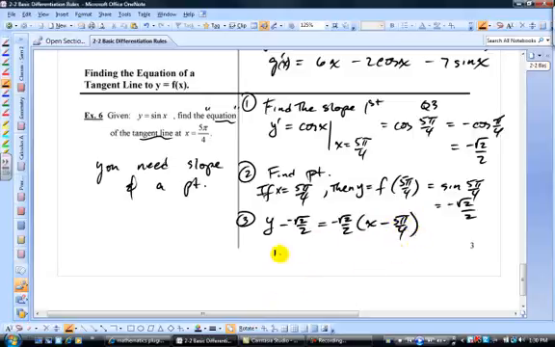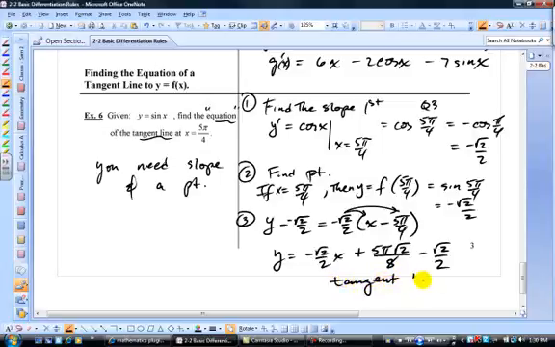And if you want to simplify this a little bit, you get y is equal to negative root 2 divided by 2 times x. That's when you distribute here, and then when you distribute again, you get plus, let me see, 5 pi root 2 divided by 8, and then subtract the root 2 over 2. So crazy looking equation there, but hey, there's your tangent line. In calculus, anything can happen. Okay?